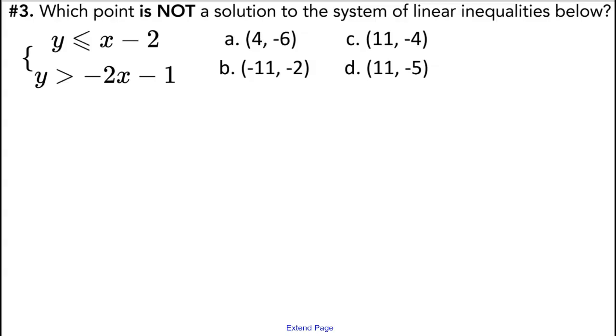All right, let's take a look at number 3. Okay, in number 3 it says which point is not a solution to the system of linear inequalities below. So what we want to do is take each one of these choices and plug in the x and the y and see if the inequality is true. Since we're looking for one that is not a solution, we have to plug them into both inequalities to see if it's not. So let's take a look.